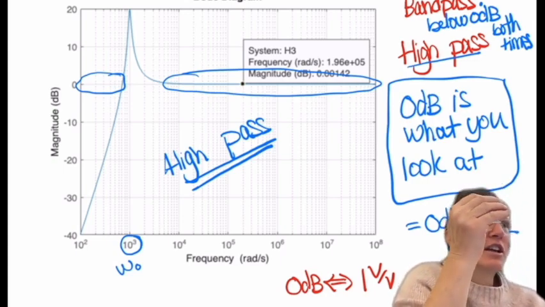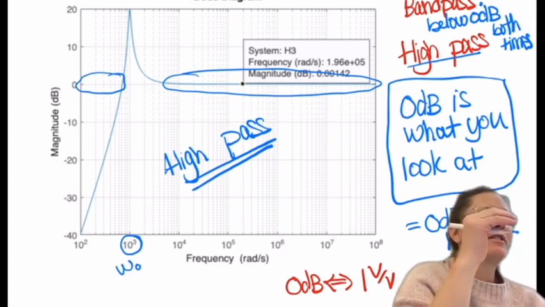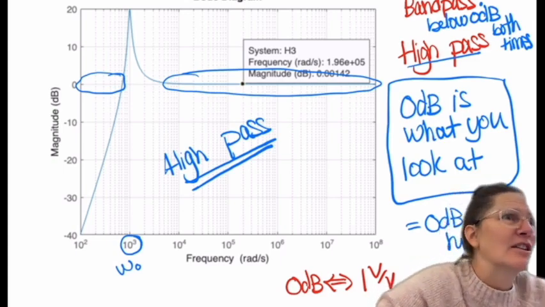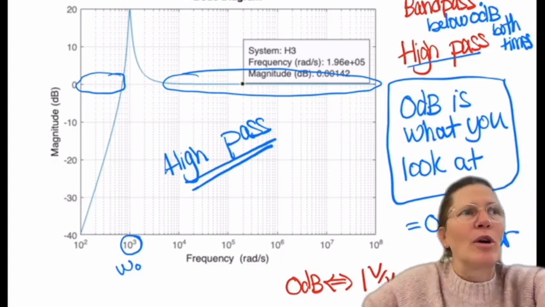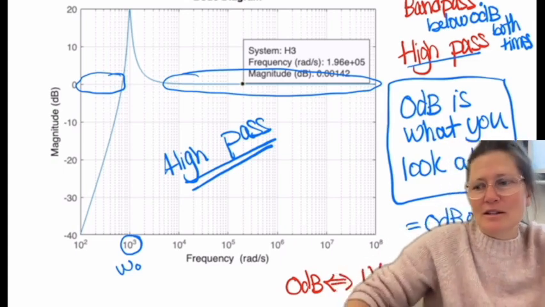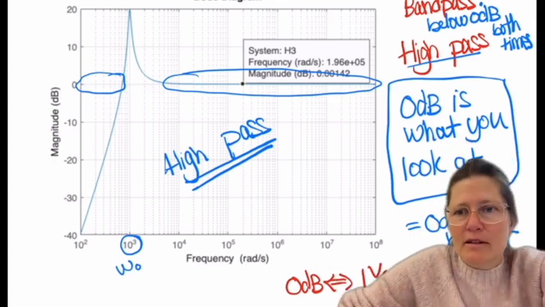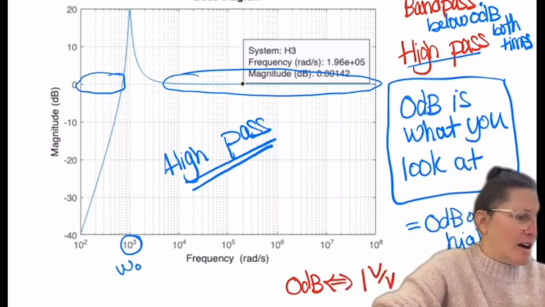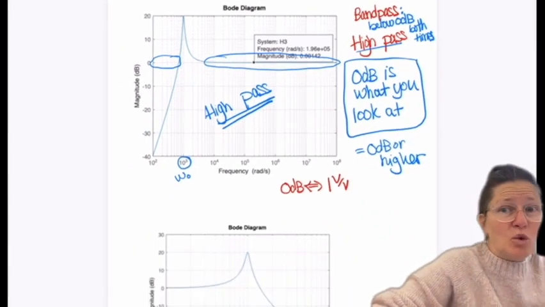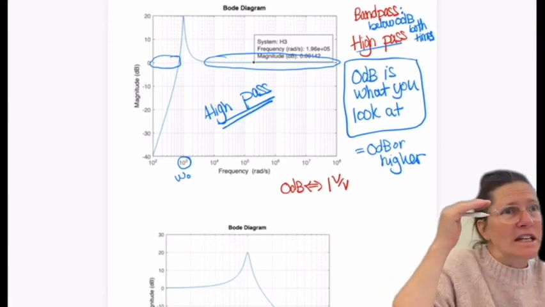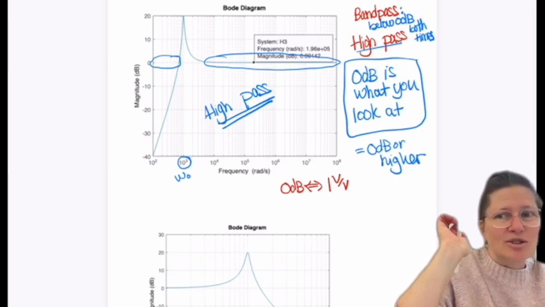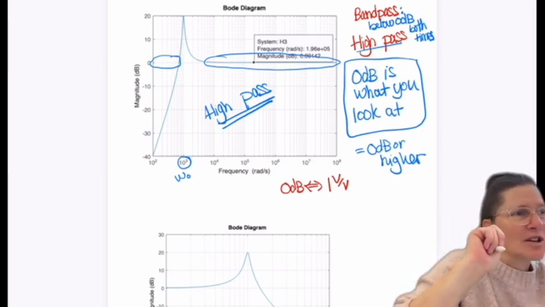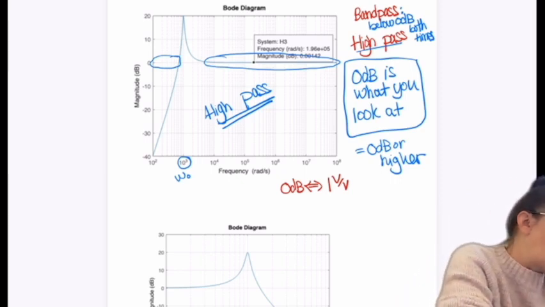Once you hit a negative dB, you know that it's actually less than 1 and it's attenuating the signal instead. And then that is not considered passing, it's rejecting. So does that make sense, that what you're looking for is that 0 dB comparison to determine whether it's high pass or band pass in this case? So I would say it is high pass.